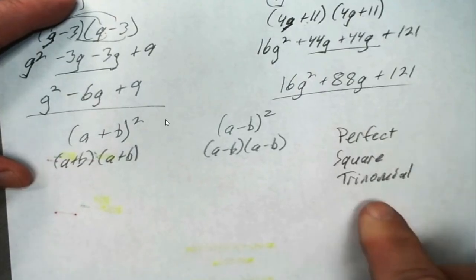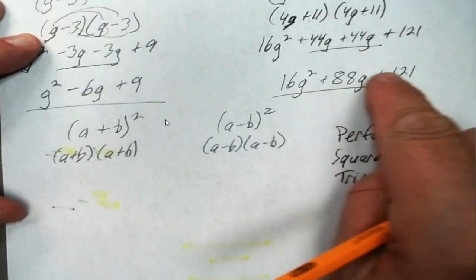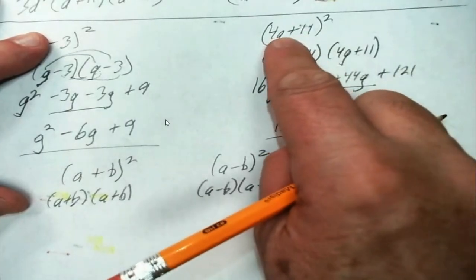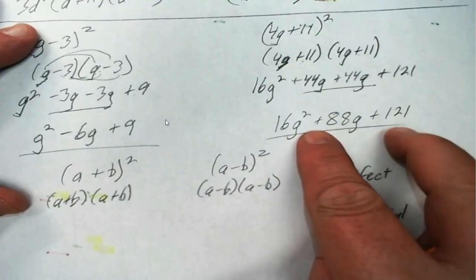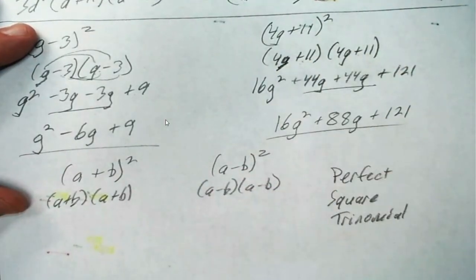Trinomial means it has three terms. Tri is three, right? This is a perfect square trinomial because I know that I squared a binomial to get it. The factors of it are the same, 4g plus 11, 4g plus 11. So this is a perfect square.